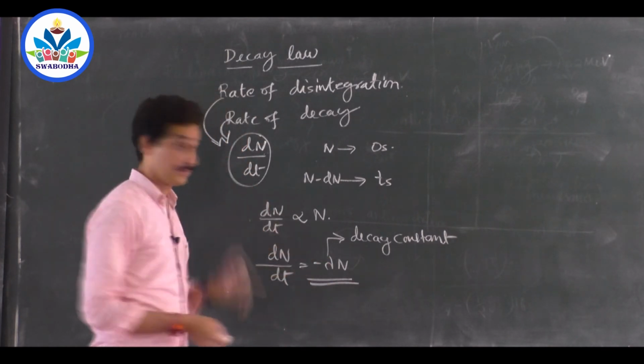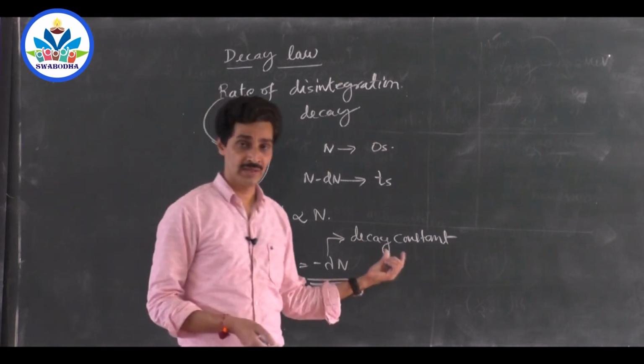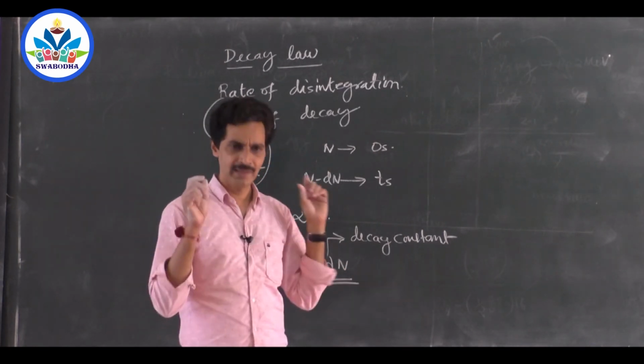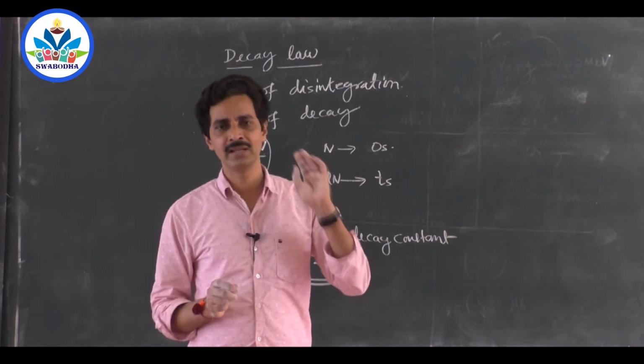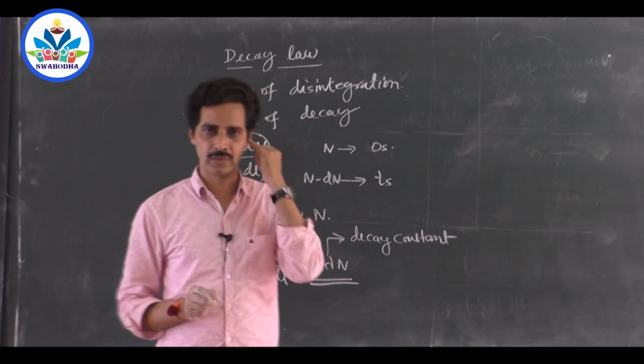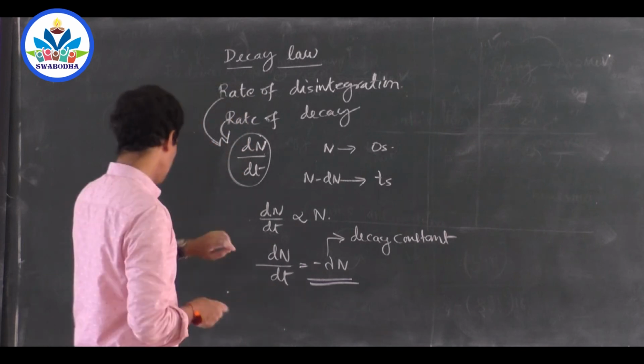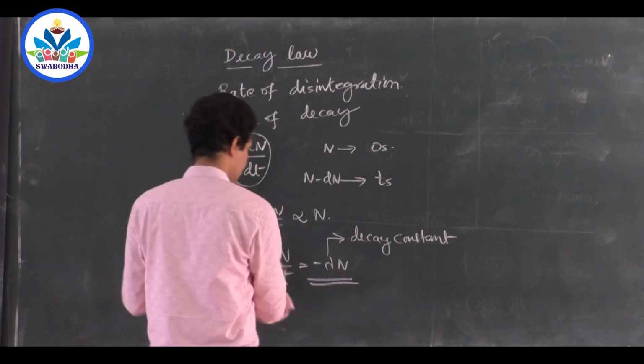So decay constant, we will define what the decay constant is very properly later. It is a number which determines whether that material decays faster or slower, right? Okay, now we will move on to an equation, a very important equation.